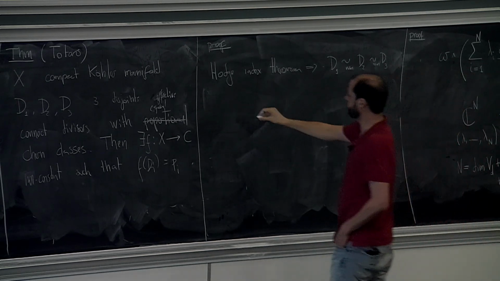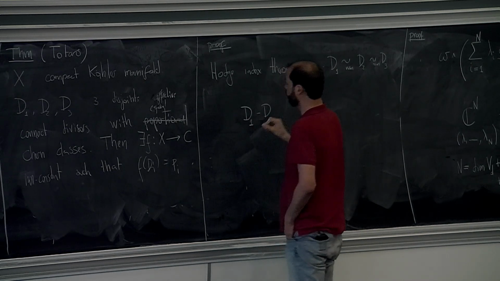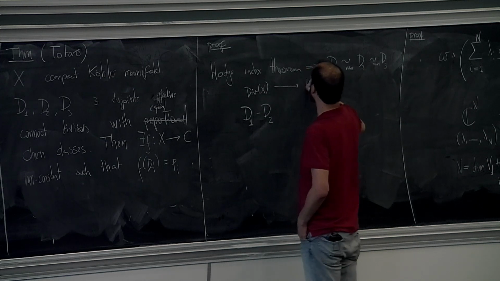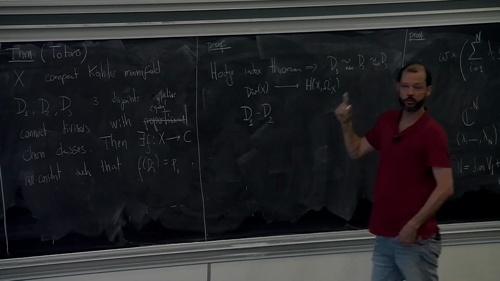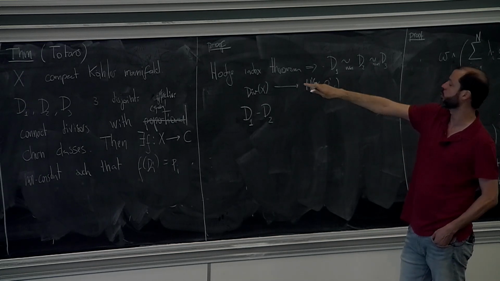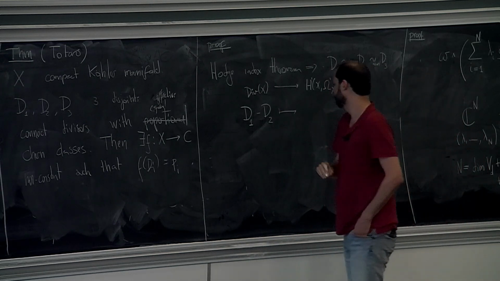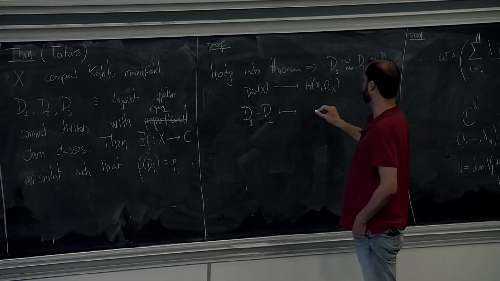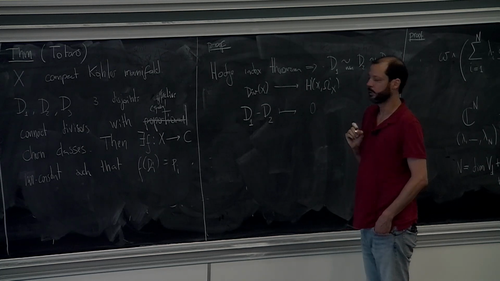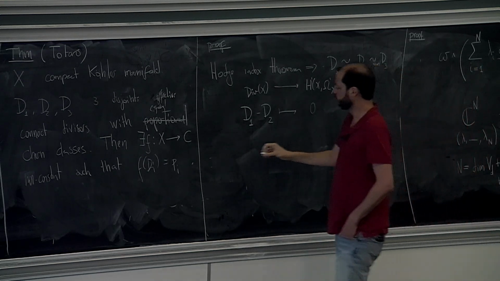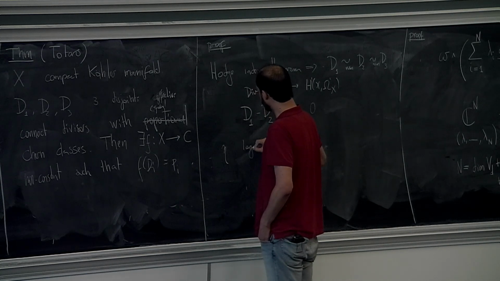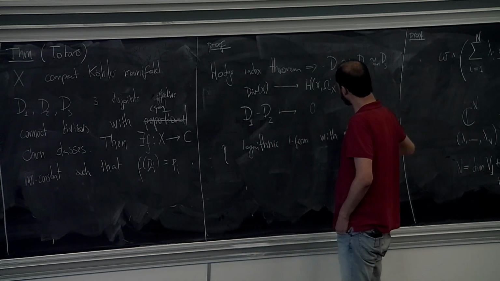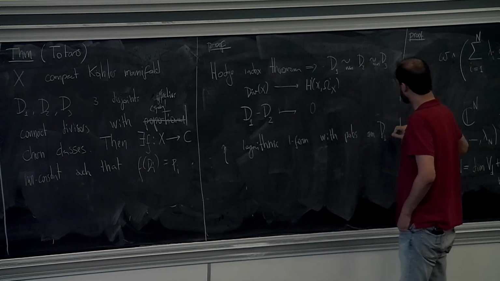And so I can look at D1 minus D2. When I look at the map from Div X to H1 of X, Omega 1 of X that I considered before, just forget the closedness, because now we are in the compact Kähler world and this is not very important. The dd-bar lemma says that we can do without it. So this map is going to zero. This is just the Chern class map. Since this guy goes to zero, I can produce eta, a logarithmic one-form with poles on D1 and D2.